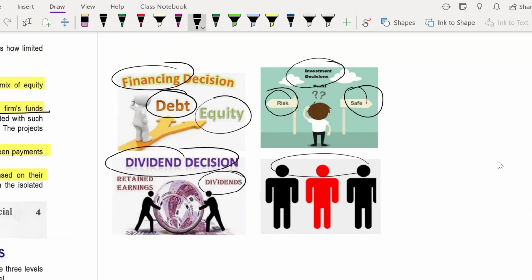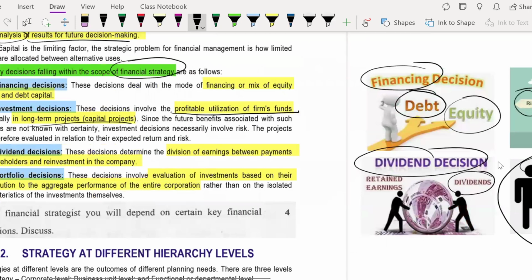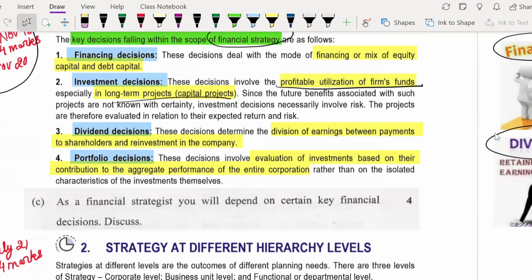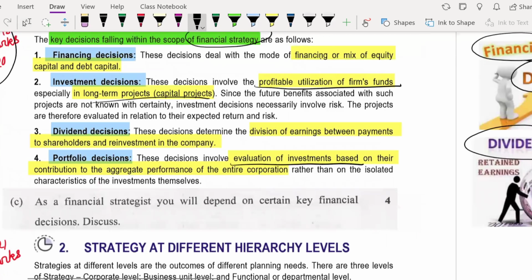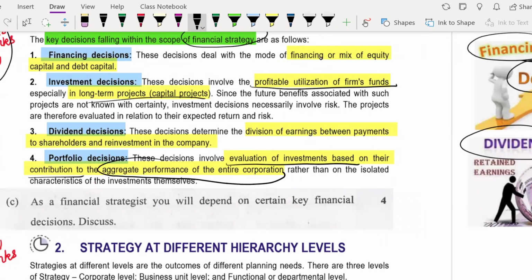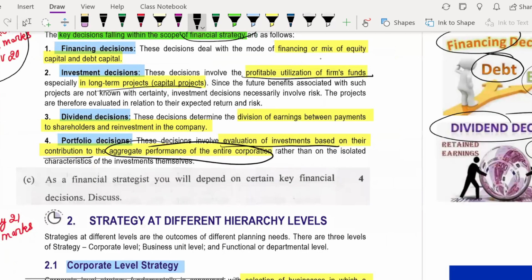In portfolio decision, what basically happens is that you would have invested in 2 to 3 projects. Okay. Suppose recently you invested in one particular project, you have to see how much returns it is giving to you in comparison to all the other projects. So here portfolio decision means evaluation of investments based on their contribution to aggregate performance of the entire corporation. So you have to look in aggregate at how this particular project, suppose project number A, is performing. Okay, so that is portfolio decision.